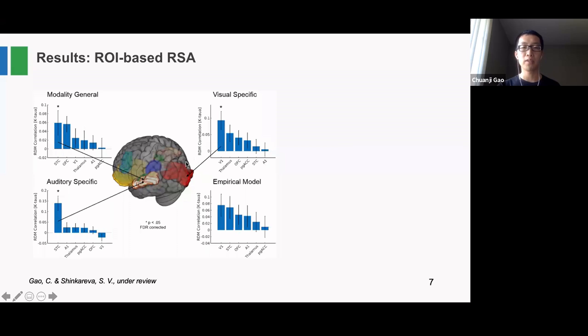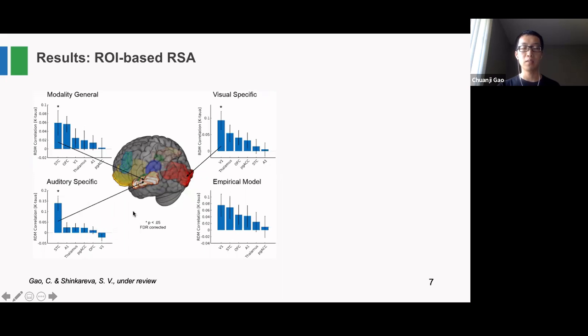It supports the engagement of perceptual cortices in modality-specific valence. We also found that the supratemporal cortex is correlated mostly with the auditory-specific model. This also suggests a perceptual engagement, because the supratemporal cortex is a pretty large brain region that has secondary auditory cortices as well.